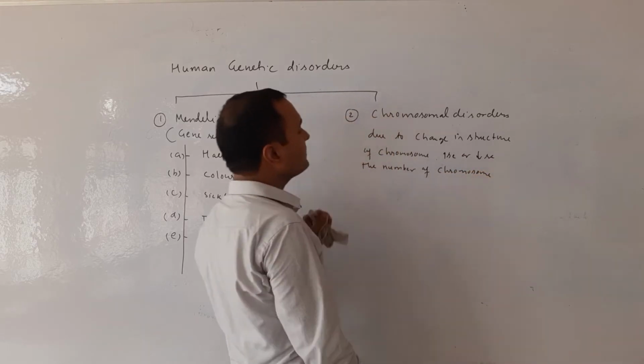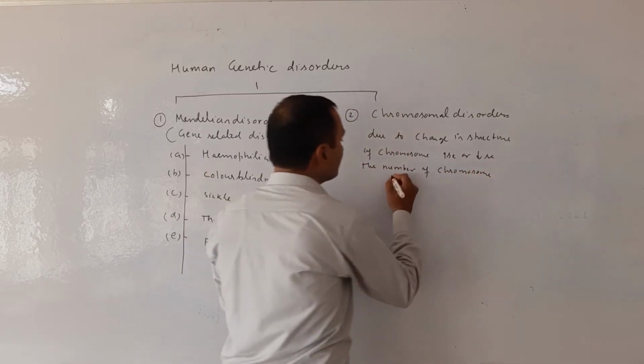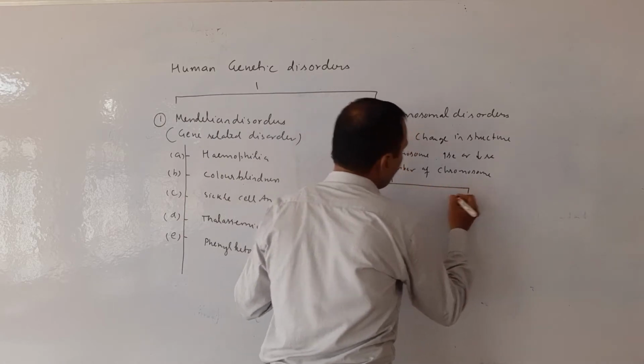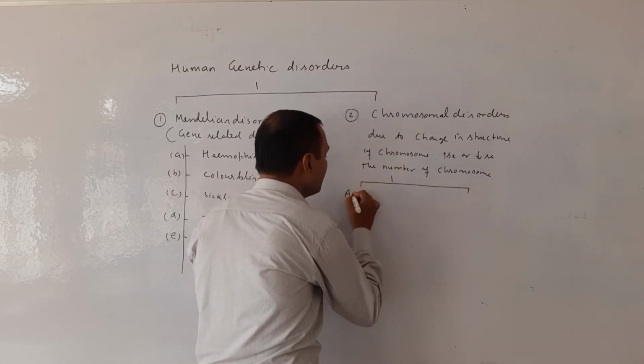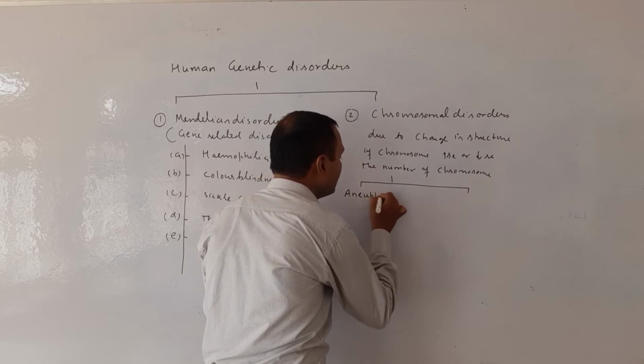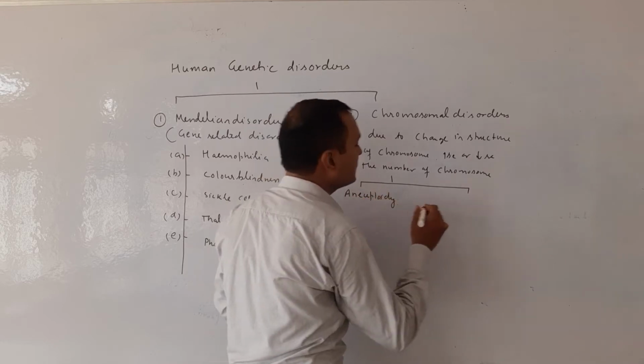So it is further classified into two types. First one is known as aneuploidy, and second one is known as polyploidy.